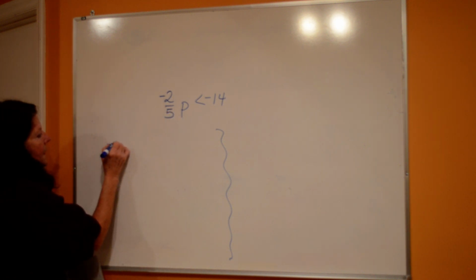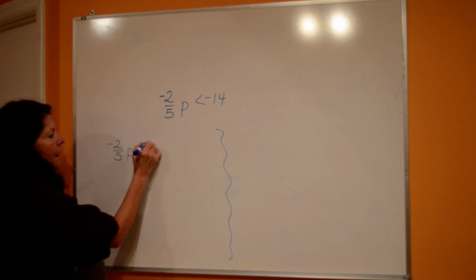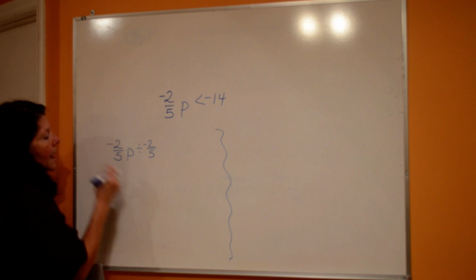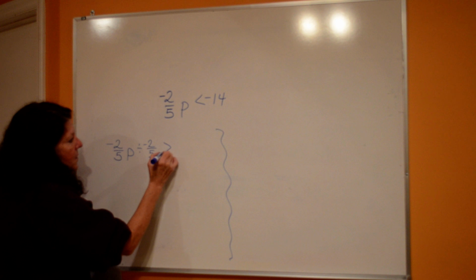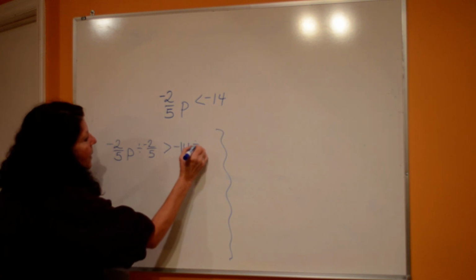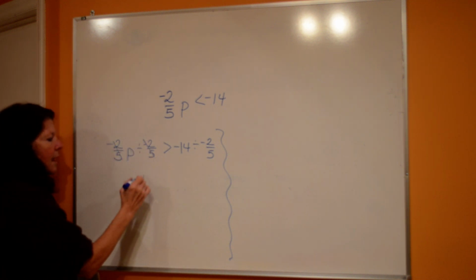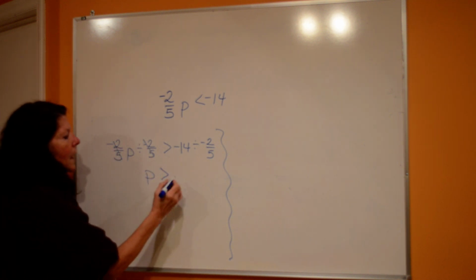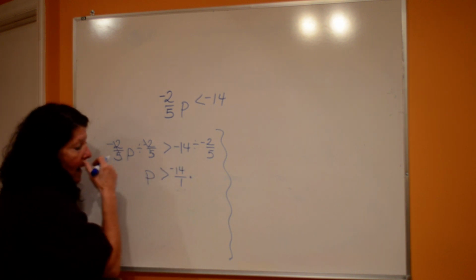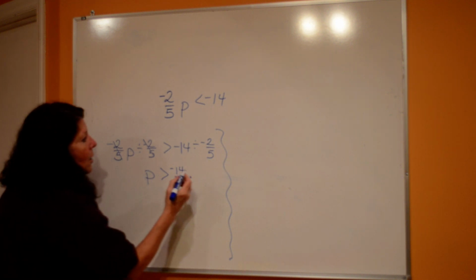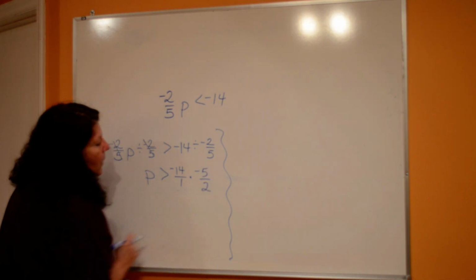Obviously, to get rid of something that's multiplied, the opposite of multiplication is division. So I can turn around and I can divide by a -2/5. Remember, if I divide by a negative, I'm going to switch the direction of my inequality, and what I do to one side, I have to do to the other side. What I have left on the left-hand side is p. What I have on the right-hand side is -14/1 times, remember I have to invert and multiply, or keep, change, flip. And so I have that.